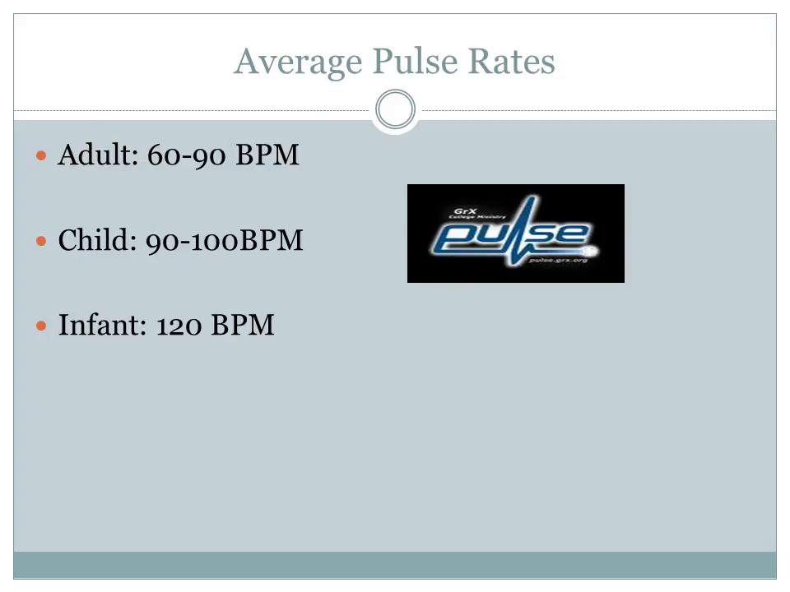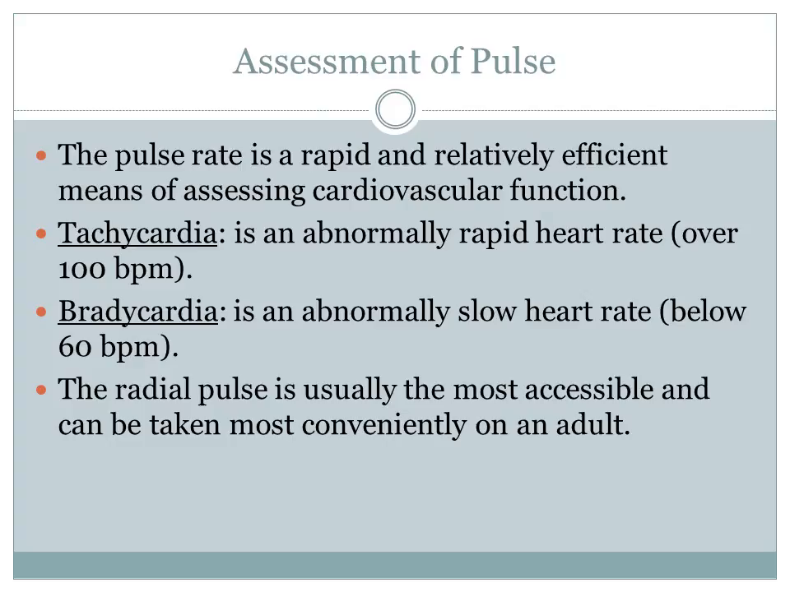Average pulse rates. Adult is 60 to 90 beats per minute. Child is 90 to 100 beats per minute. Infant is 100 beats per minute. Assessment of pulse. The pulse rate is a rapid and relatively efficient means of assessing cardiovascular function. Tachy always means above, brady always means below. So tachycardia is an abnormally rapid heart rate, over 100 beats per minute. Bradycardia is an abnormally slow heart rate, below 60 beats per minute.